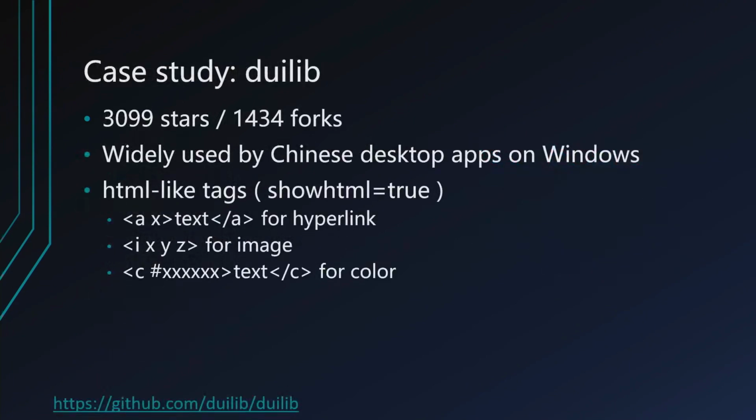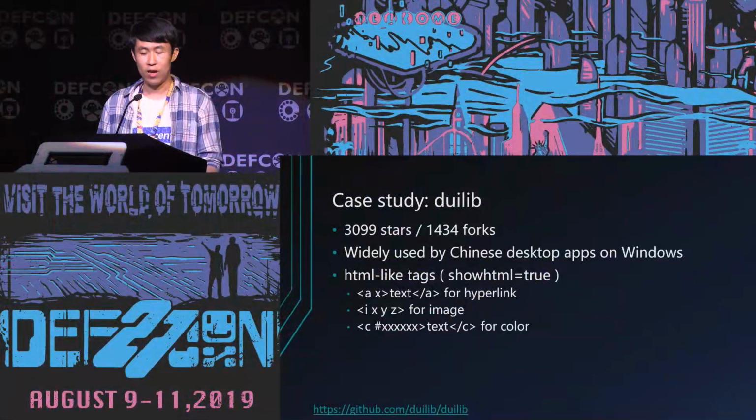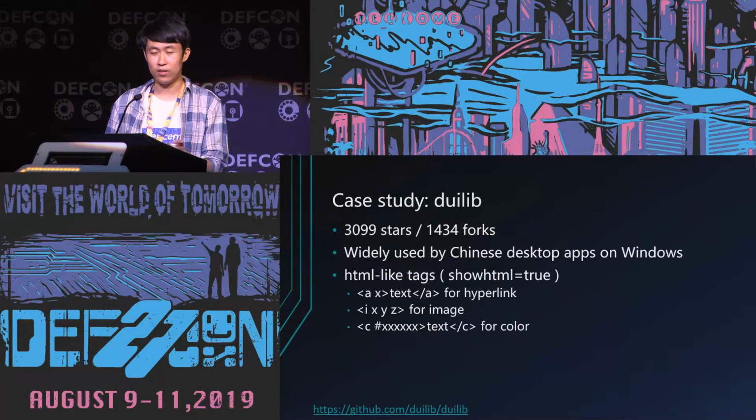So we found a library, and it is used in Chinese applications, and it is widely used. It has many stars and many forks. And it supports HTML-like tags if you set show HTML to true. And there are some tags such as the A tag for hyperlink, the I tag for an image, and the C tag for changing the text color.